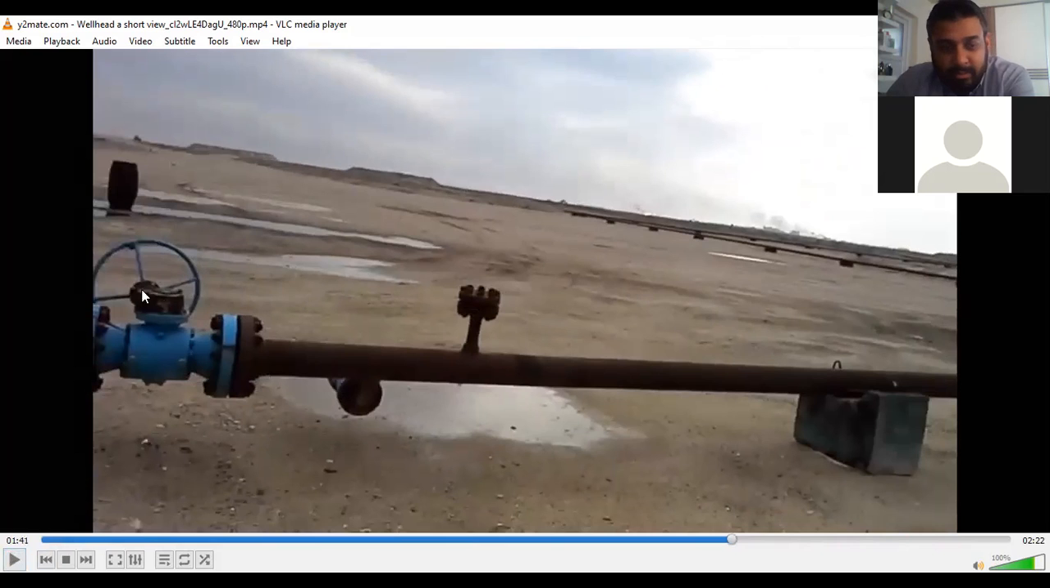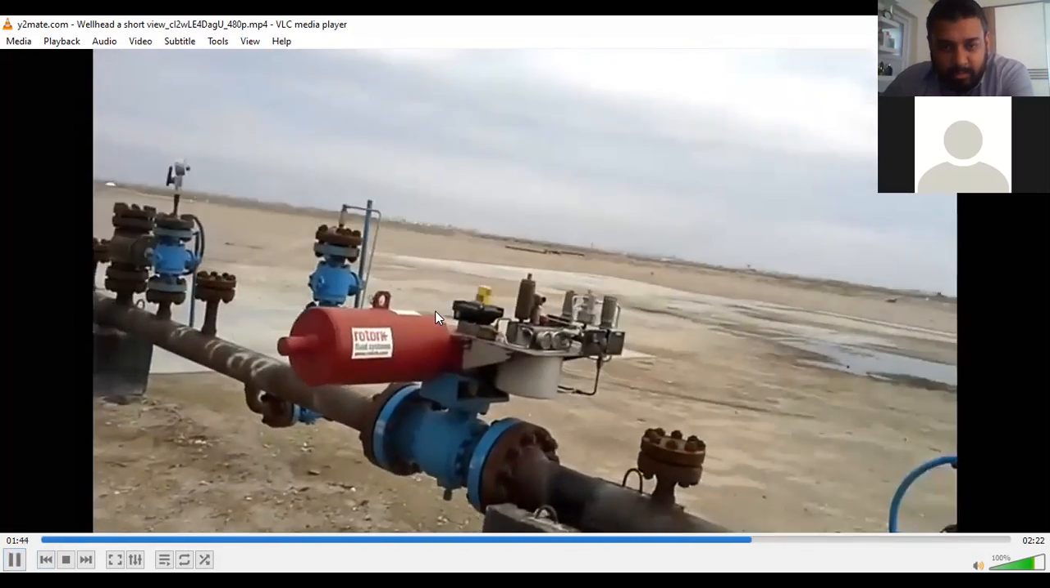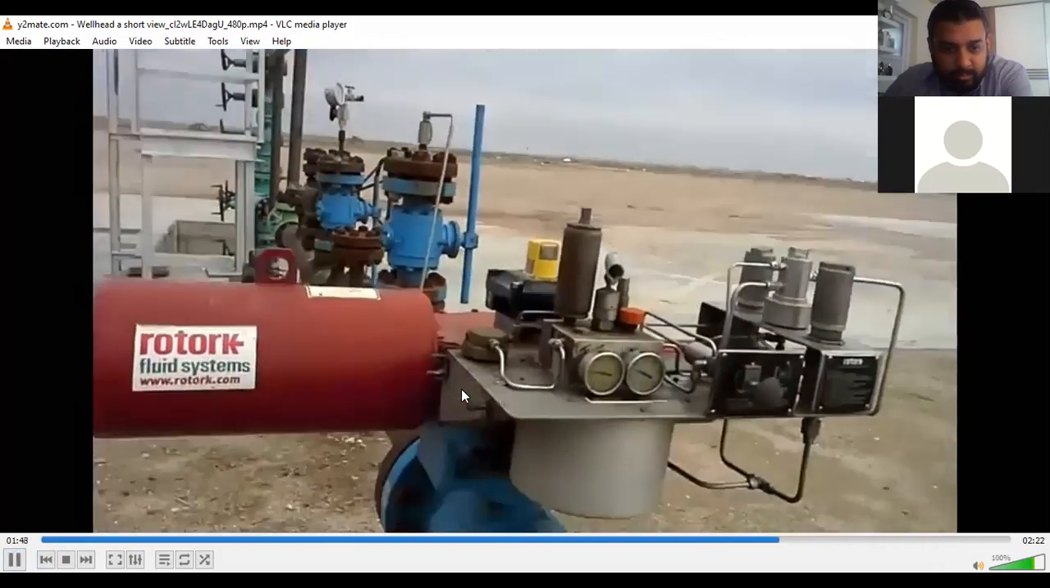And so these devices are operated in two ways. Once by hand, manually, and then by using actuators, hydraulically, they can be operated from the main office. This device is the rotary valve. The rotary.